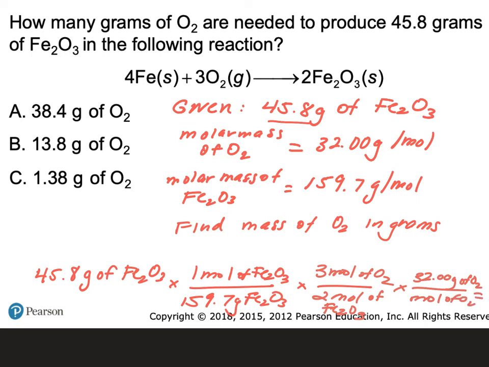okay, so we'll see my grams of iron 3 oxide cancel, my moles of iron 3 oxide cancel, and then my moles of oxygen cancel, so I'm left with grams of oxygen. And when you multiply and divide everything out, you should get 13.8 grams of oxygen.